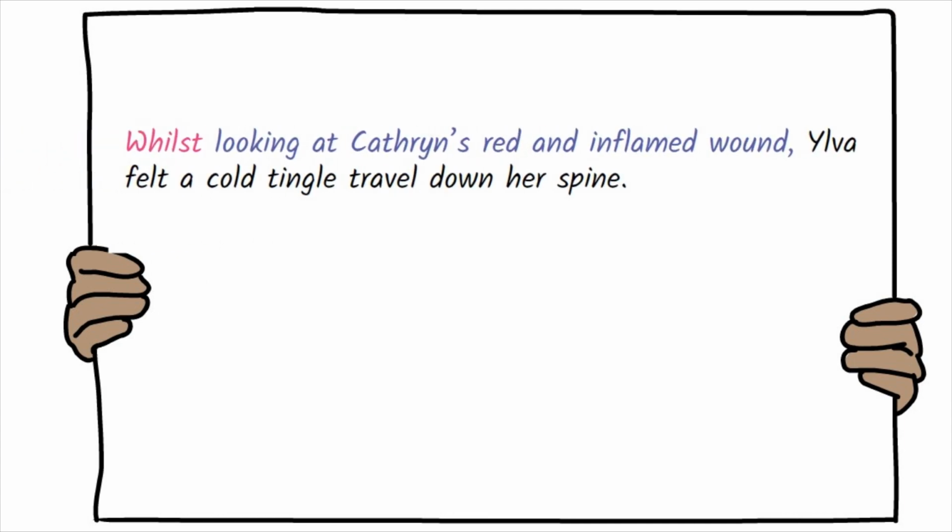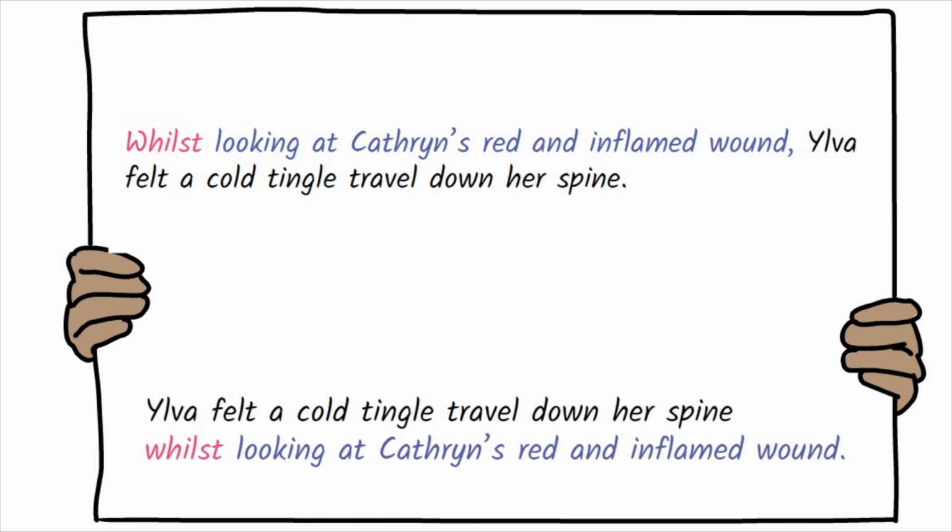Whilst looking at Catherine's red and inflamed wound, Ilva felt a cold tingle travel down her spine. You can see the subordinating conjunction in pink, the subordinate clause in blue, and the main clause in black. Now I'm going to play around with the order of this sentence. As I do, have a look what happens to the comma.